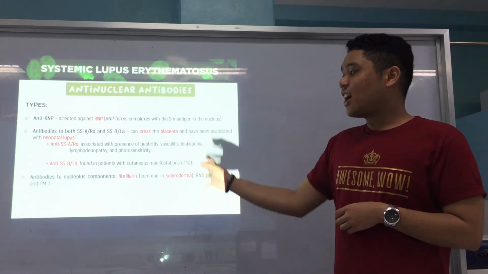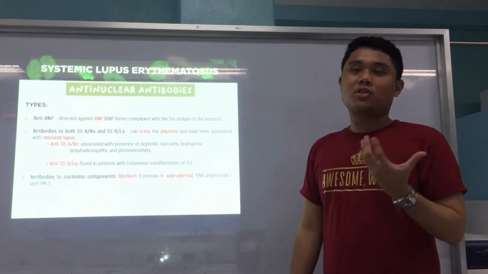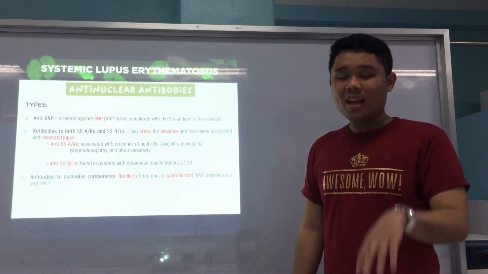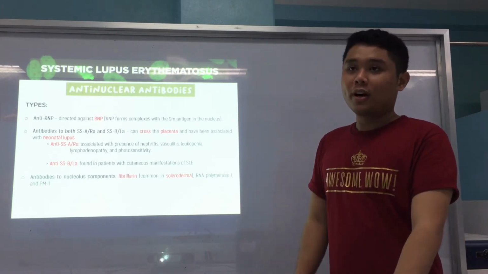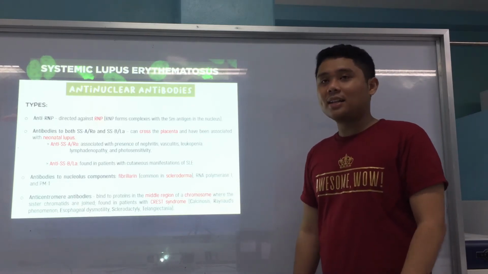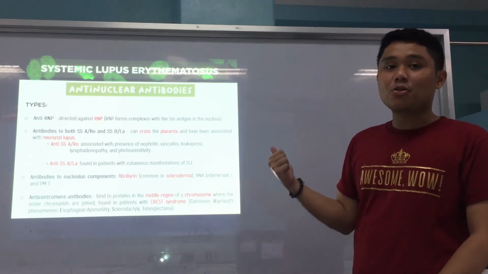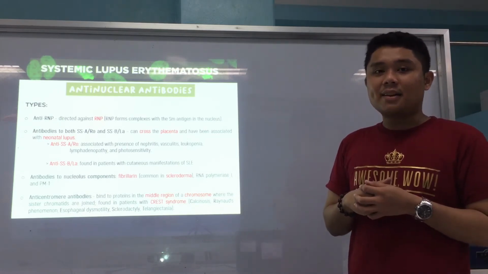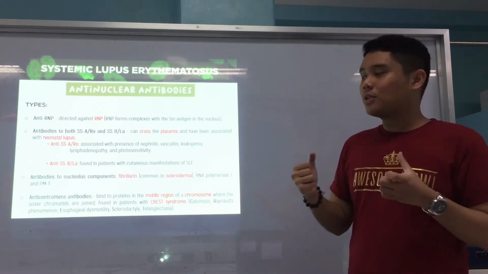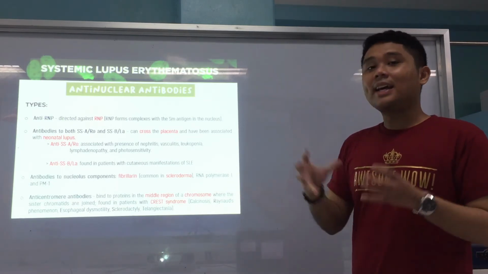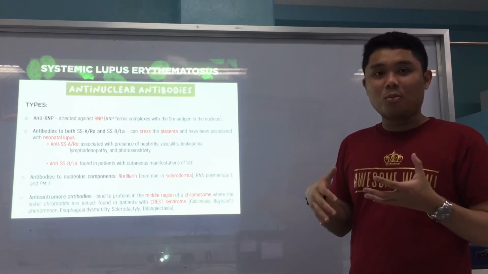Alright, so these are components of the nucleolus, which is seen in the nuclei, in the nuclear components of your cells. And next, you have the anti-centromere antibodies. By the name itself, they bind to the proteins in the centromere. A centromere is usually seen in cell division, in mitosis, in the middle region of the chromosome, where the sister chromatids are joined. So they attack the chromosome itself.